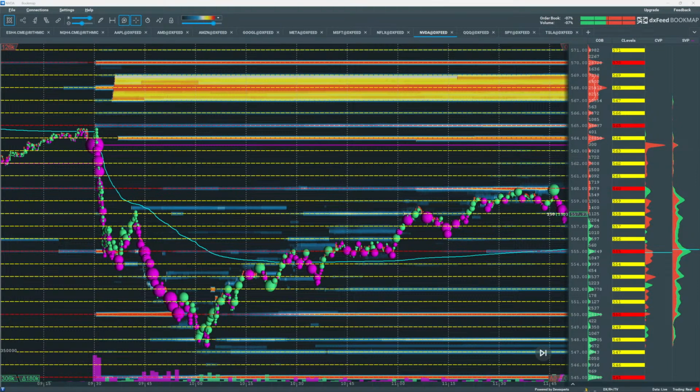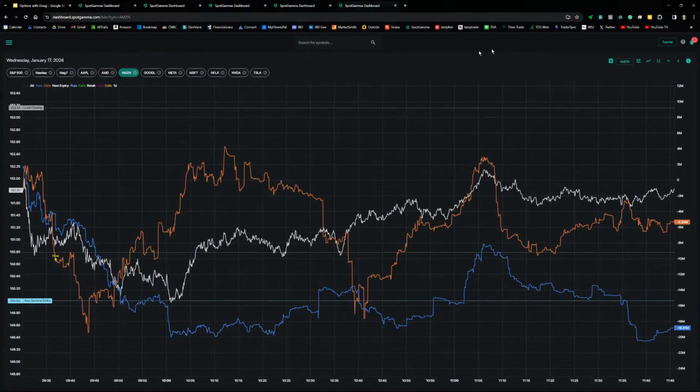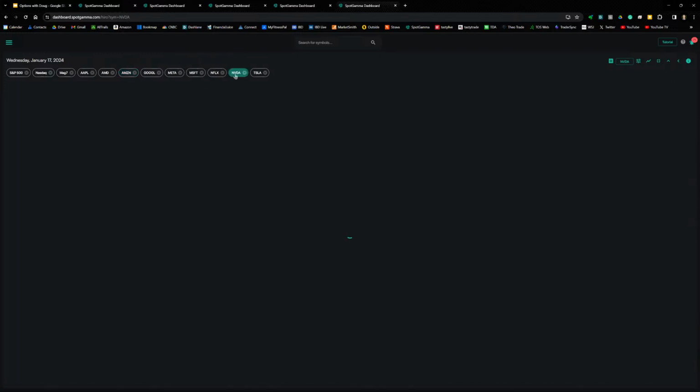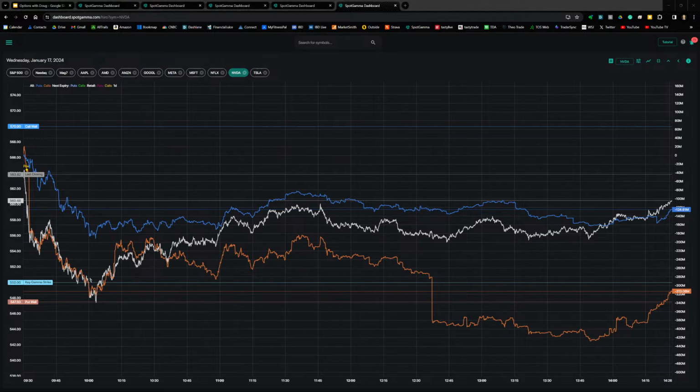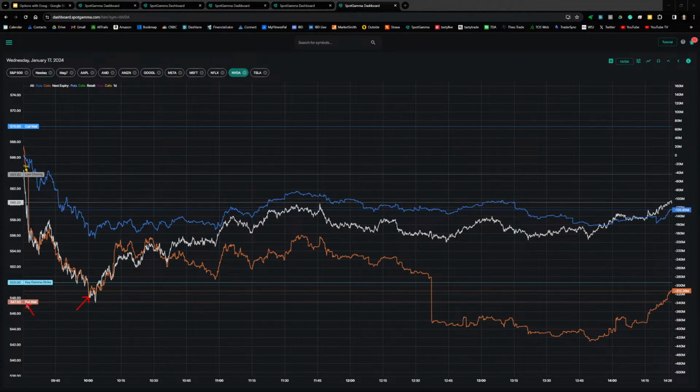Go to Hero, go to NVIDIA. So you can see the call buyers started to come in right at that put wall. There's the put wall. Then 550 is the key gamma strike. But they all go all the way down right to the put wall. Then call buyers start to come in.